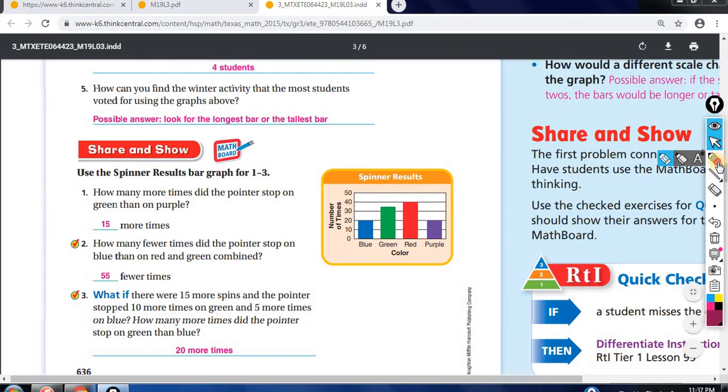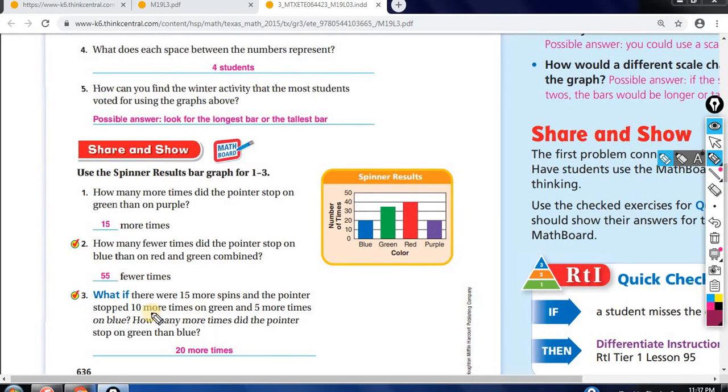Again, knowing that you have to add 10 more on green, so 35 plus 10 would be 45, right? And 5 more times on blue. So blue was 20, okay? So now it's 25, 5 more, subtract, and then you get 20. That's how you got that one. So again, just using what you know and going step by step.